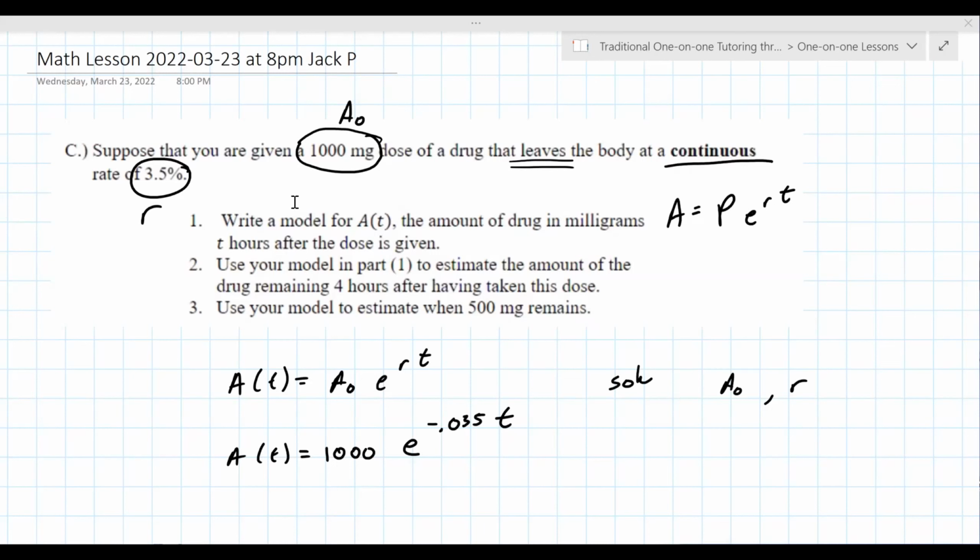So now that answers part A. Now part 2: use your model in part 1 to estimate the dose remaining in 4 hours. We assume that t is in hours, so you're literally just setting t equal to 4. You're substituting: A of 4 equals 1,000 e to the minus 0.035 times 4.